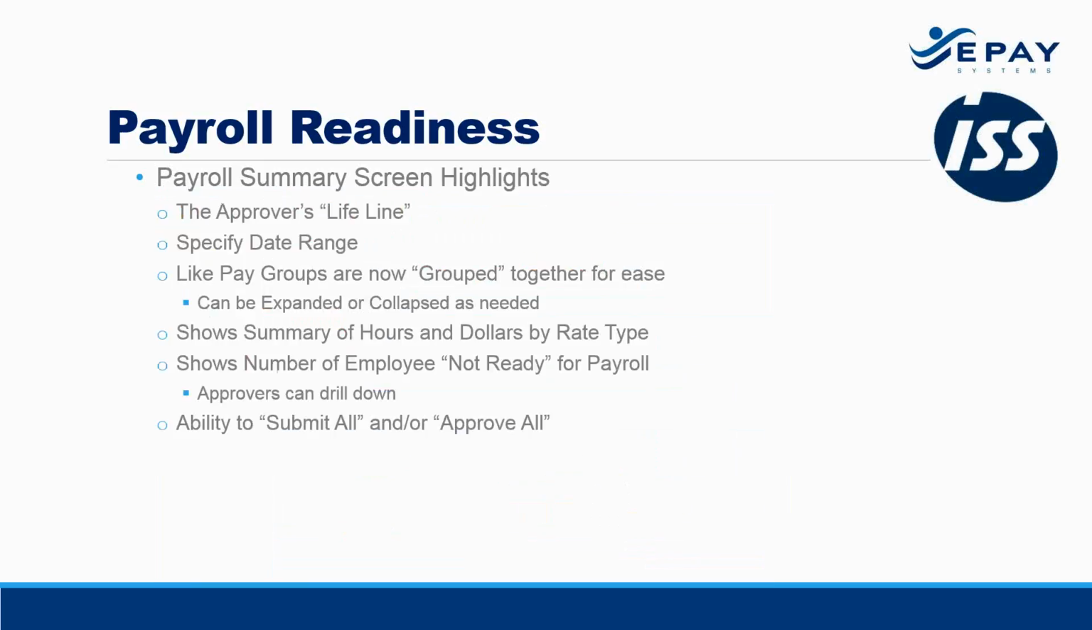So that's just a quick highlight of this particular summary screen. It's the approver's lifeline, and I tell everyone that as an approver, you're the last line of defense. If you go through and say go ahead and process payroll and you have 1 person ready and 99 not ready, then 1 person is going to be happy with you, and 99 are going to be very upset with you. So this is your lifeline. Follow it, look at it, make sure everyone is ready for payroll.